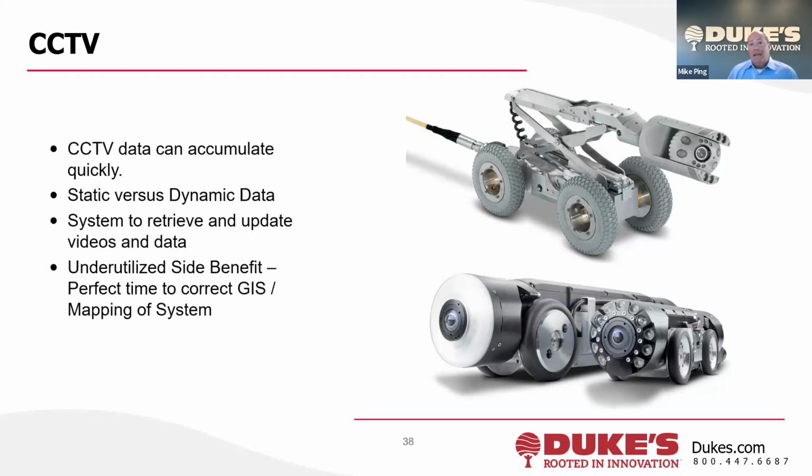TV data can accumulate very quickly, and you need a dynamic system versus a static system. In most modern days, there's a software package built by the manufacturer that houses all the data, and you're in kind of a GIS type environment. But you need a system to retrieve and update the videos and catalog all of that stuff. And bullet point number 4 is this TV is a great time to correct GIS, the mapping of a collection system. If the camera goes in one manhole and you see it in the other, it is connected. You know it for sure.